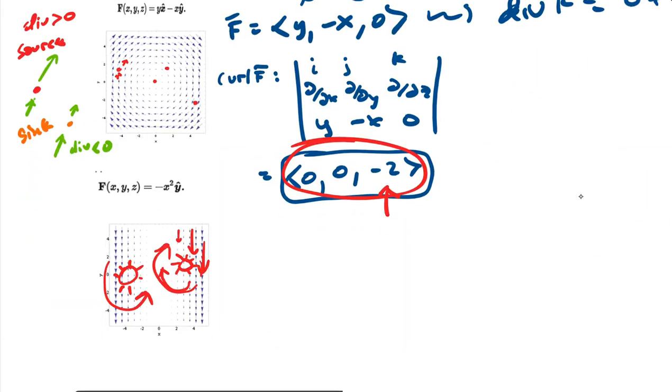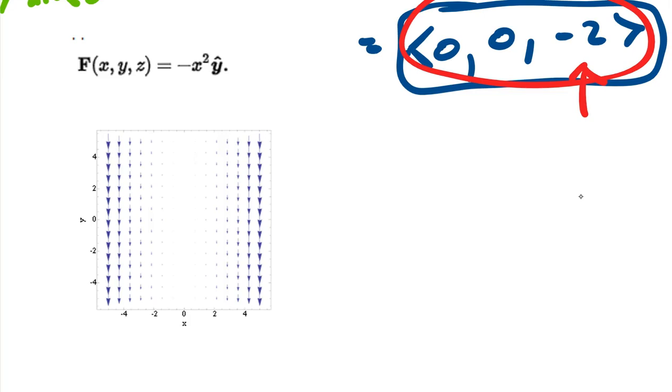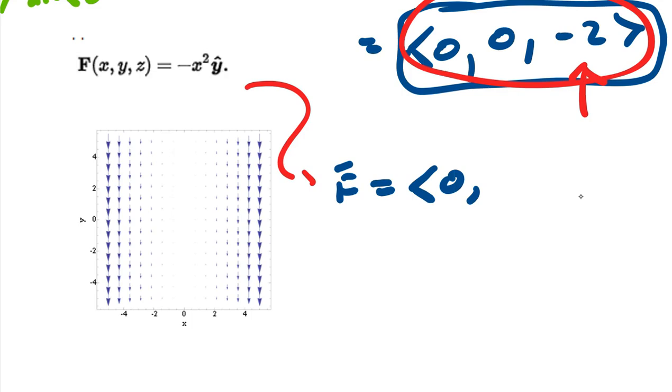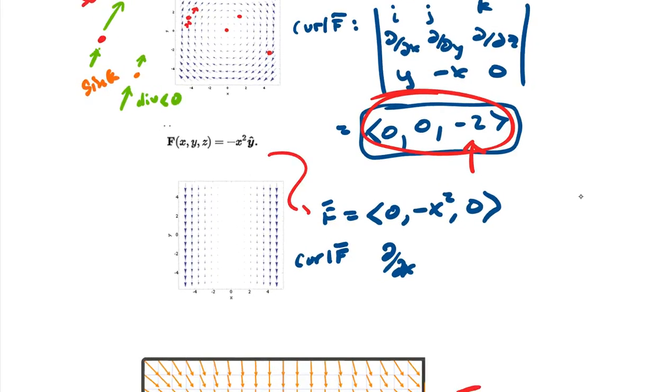All right, let's look at this one here. Let's talk about the divergence and the curl here. It looks like the divergence is going to be 0. This vector field is f equals, it looks like there's just a y component: 0, negative x squared, and then 0. This y hat means this is your j. Anyway, let's do the curl first. The curl of f is going to be partial with respect to x.